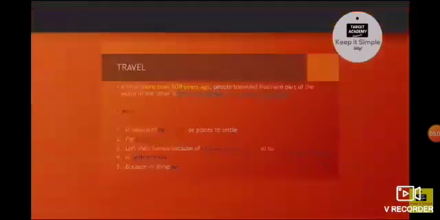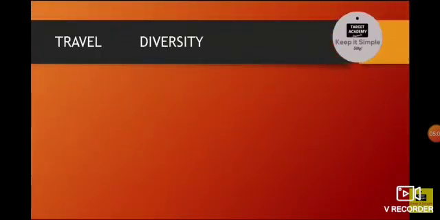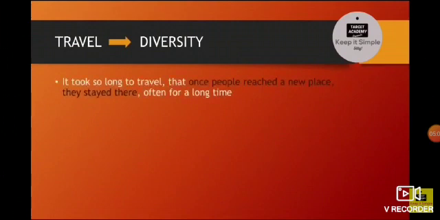Travel and diversity. It took so long to travel from one place to another place. They stayed there for a long period of time. What is travel giving to them? So they used to settle for a long period of time.